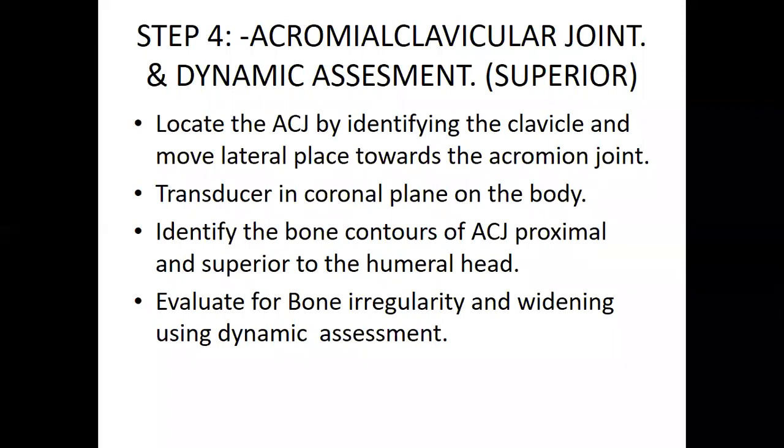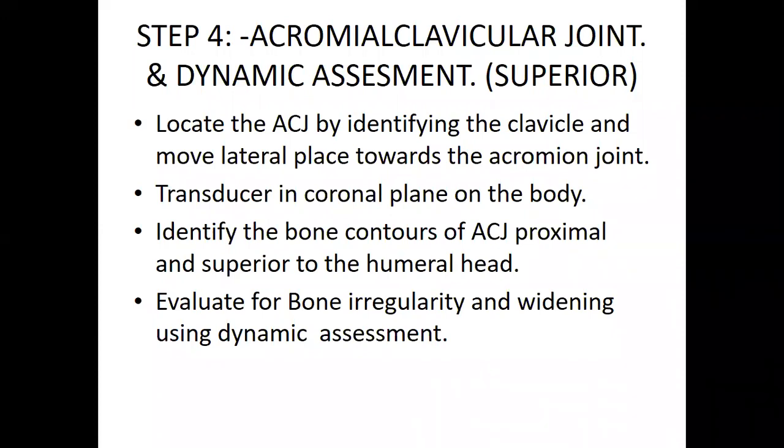Now, when you move laterally, place your probe towards the acromion, you are going to see a fibrocartilage joint. You see a disruption between the two bones. That is the acromioclavicular joint. This is done in the coronal plane. Superior coronal plane, you are going to appreciate that. Identify the bone contours, very important. Evaluate the bone irregularity and the widening using the dynamic assessment.